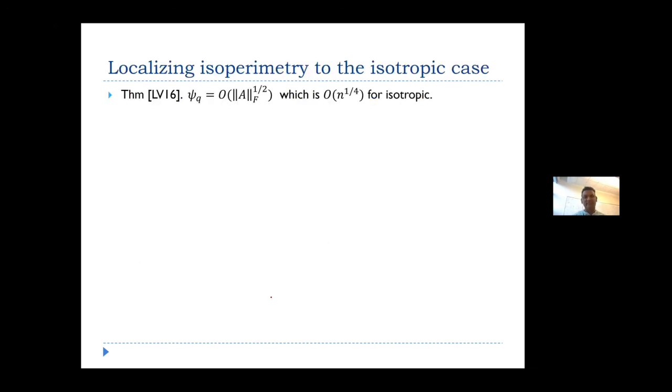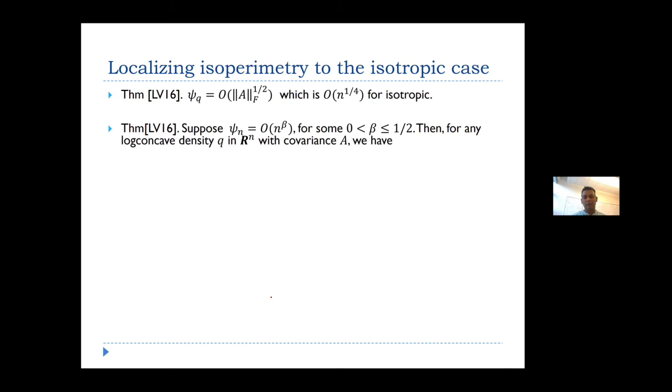Okay, so this last technical slide was going to be about the isoperimetry itself, and we needed this additional refinement, which doesn't follow from just the KLS bound. And it's the following: in our paper improving the KLS bound, we showed in fact that the KLS constant is bounded by the Frobenius norm to the 1/2, which is the summation of the lambda i squares to the 1/2.